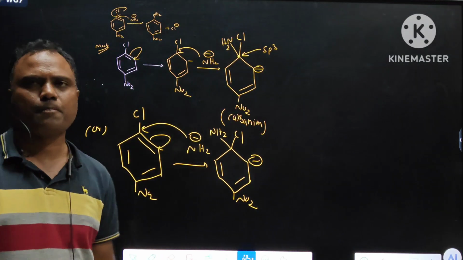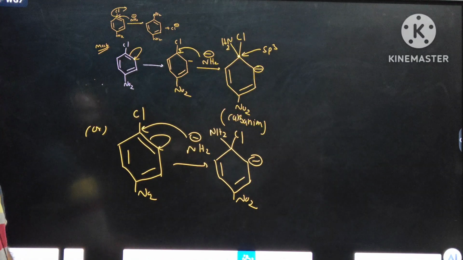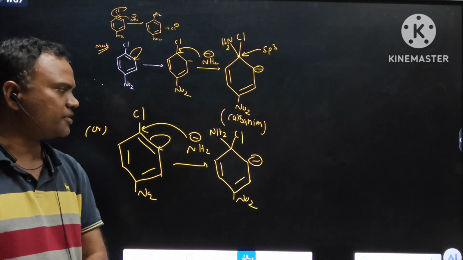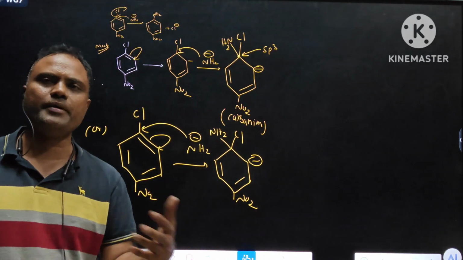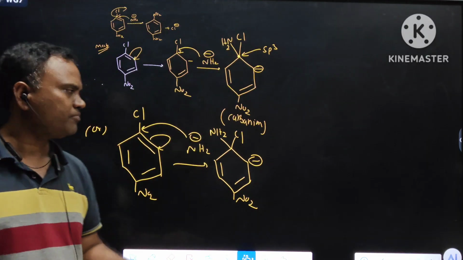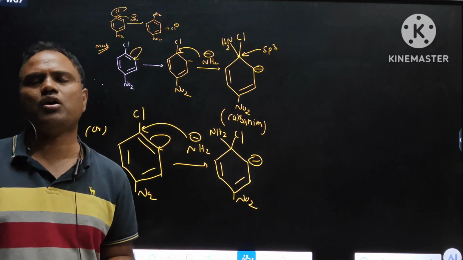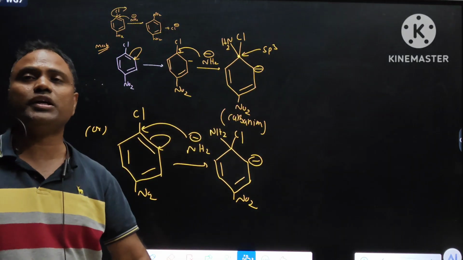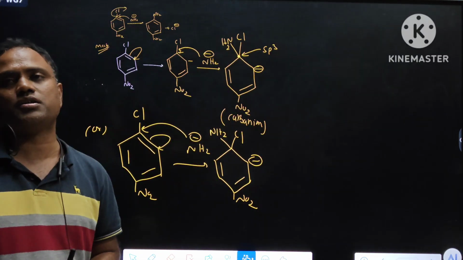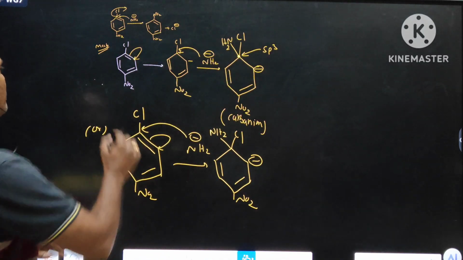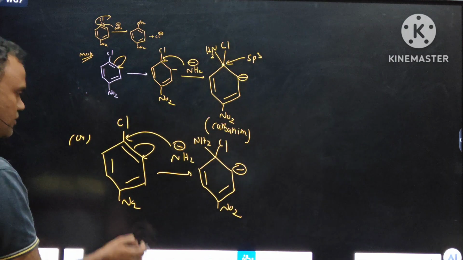Now observe this step. Aromaticity is lost. Here also aromaticity is not present. We know aromatic compounds are more stable than non-aromatic, and non-aromatic are more stable than anti-aromatic. This is a non-aromatic compound. Again, it will try to regain its aromatic character. Here, this is step 1. This total reaction is considered as step 1.